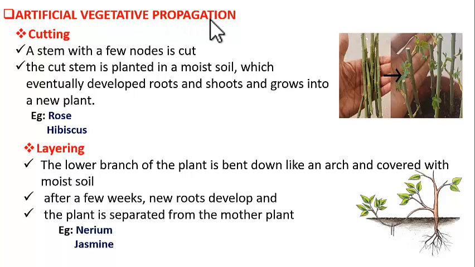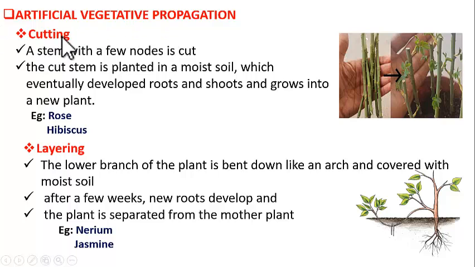What is it? Yes. So it is about the man-made methods of producing new plants from the vegetative parts of the plant. So what are the vegetative parts of a plant? Stem, roots and leaves. So let us see what are the methods that are used by man to produce new plants from vegetative parts. So there are many methods, but only 3 are given in your textbook. That is cutting, layering and grafting. Let us see one after the other.